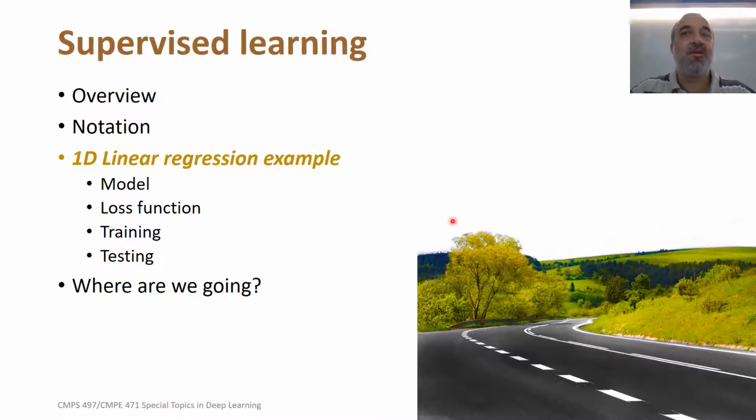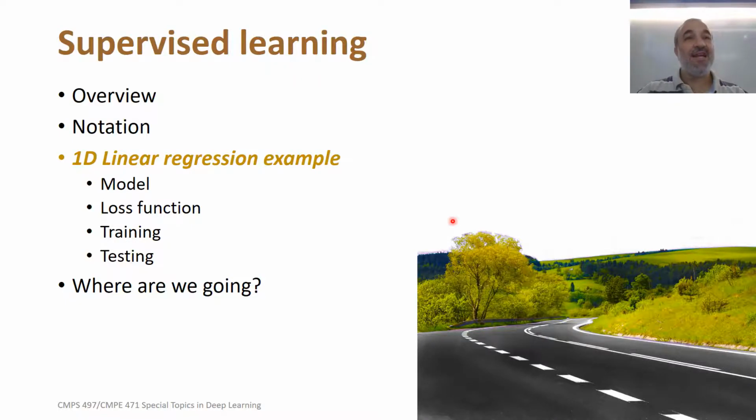Although this is probably the simplest example we can discuss, I hope it will show us exactly how to understand the concepts that we just mentioned. So the example will be 1D linear regression. What do you mean by regression? I think we discussed that before. What is regression? Yes, when the output is continuous value. Okay, when the output is continuous value.